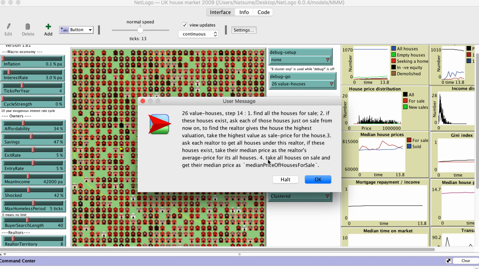And then we will take all the houses on sale and get their median price. We take this median price to be the median price of houses for sale. This is a global variable. So we will update this variable.